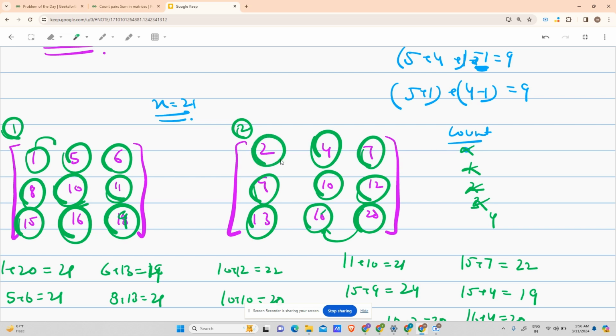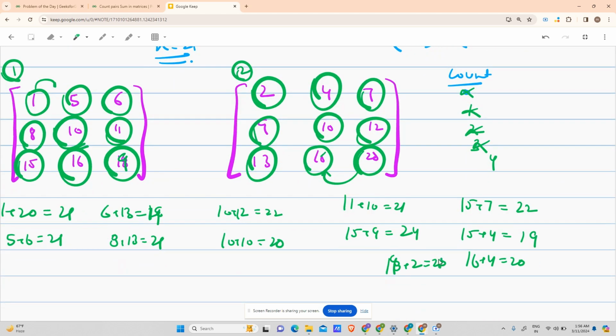19 plus 2 is 21. So again the count increases, and this will go out of bounds, and our loop is completed. We have won because our answer is matching the correct value.